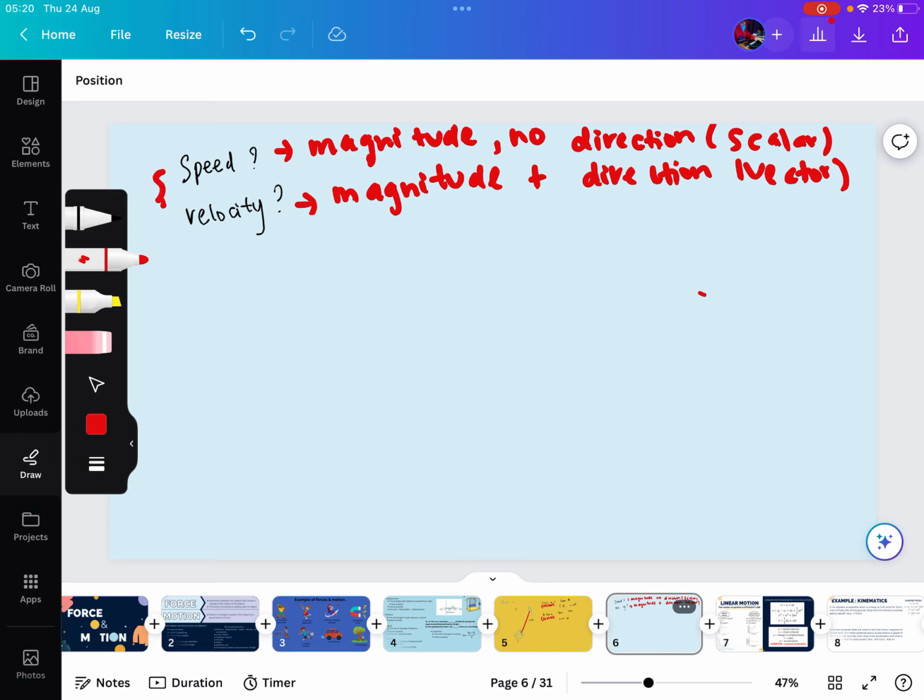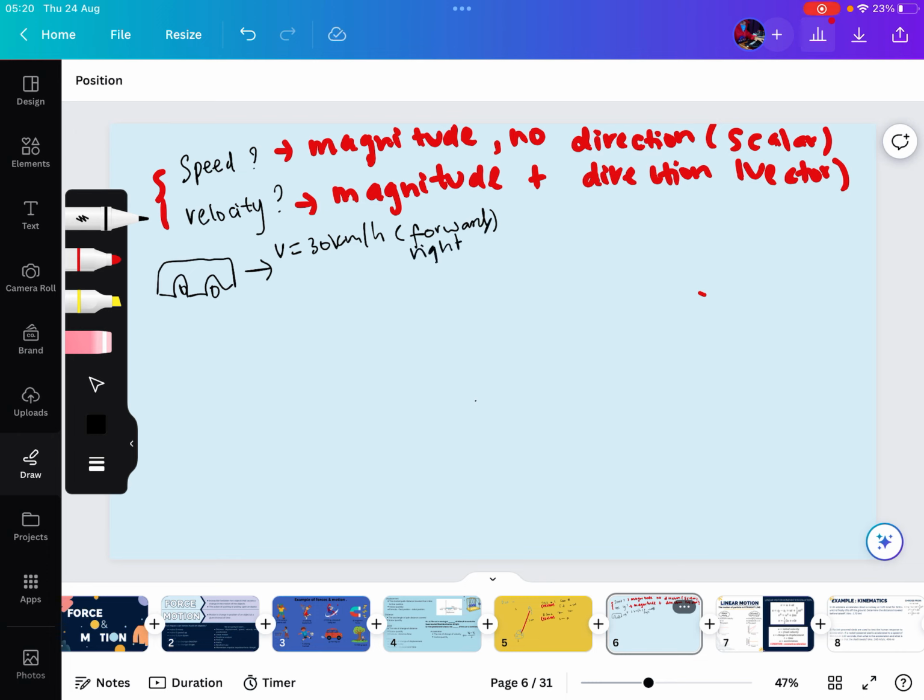Okay, so they have the same value or the same magnitude. For example, if I say the speed of a car, so this is a car. The car moving forward has v equals 30 kilometers per hour. So this is the velocity, not the speed, sorry. For velocity, you need to include the direction, forward or to the right.